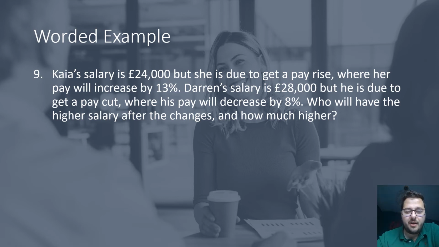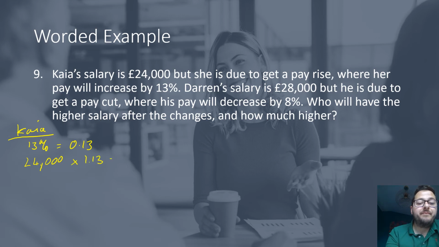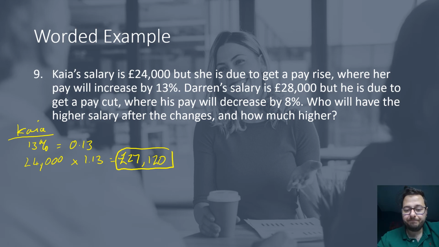Okay, so let's start with Kaya then. So we'll just give her a little heading. She's on 24,000, but she's due to get an increase of 13%. So we know that 13% is equal to 0.13. So for her increase, we want to do 24,000 times 1.13. And that gives us 27,120. Okay, so that's her new salary.